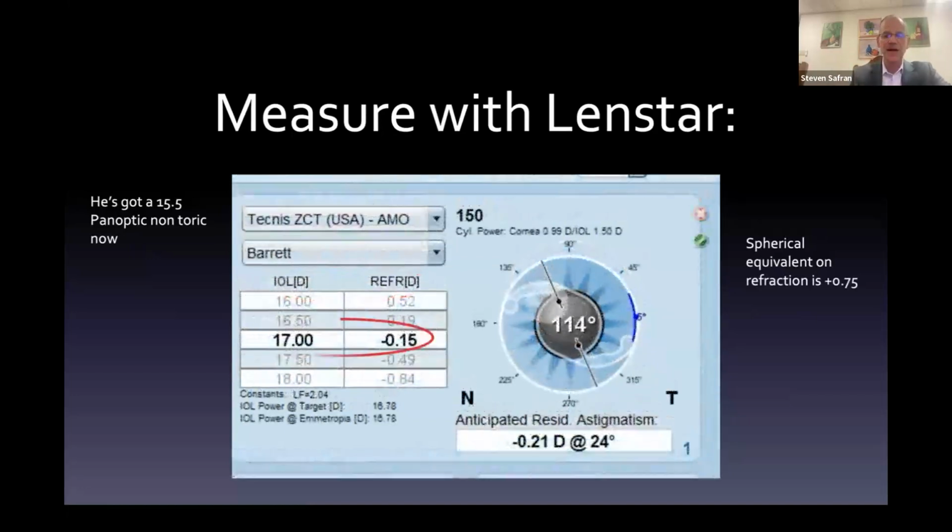He's plus 0.75. So when I look at the numbers, a 17 diopter lens is what he needs, and it's a toric lens to correct the residual astigmatism he has. And so I feel very comfortable with this.